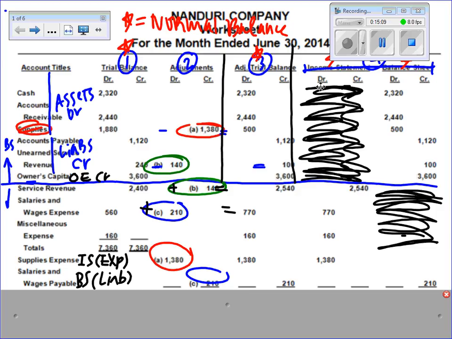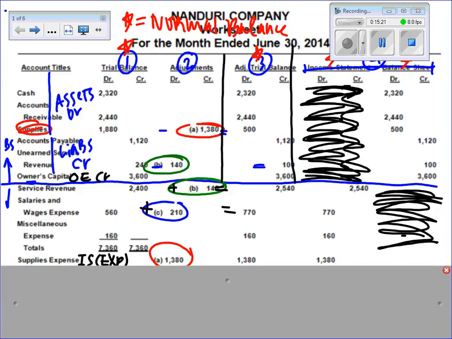So when I jump in my supplies expense car, started with nothing, I have a debit. So 0 plus another debit is itself. Why did this show up? Why are we going to extend that to the income statement? Because that's where it belongs. Oh boy.